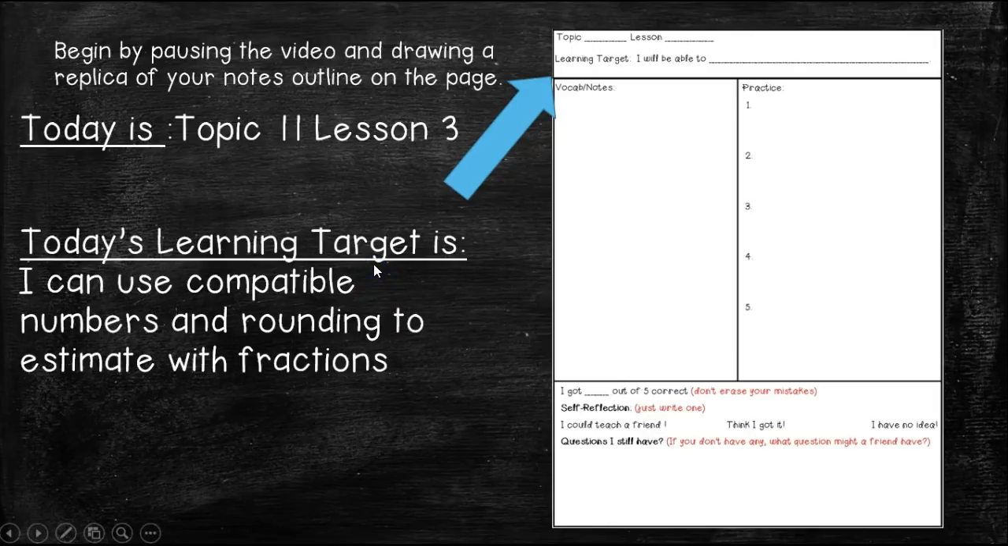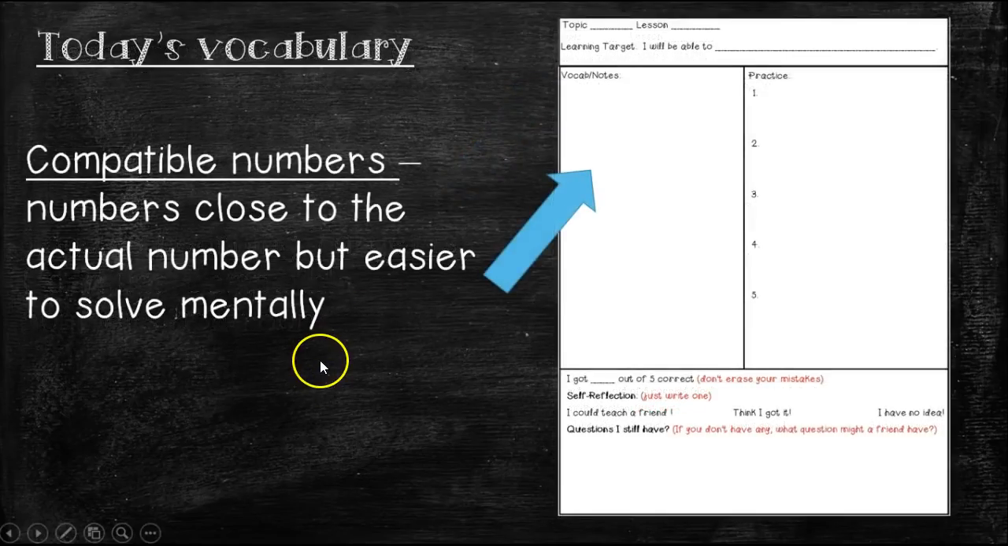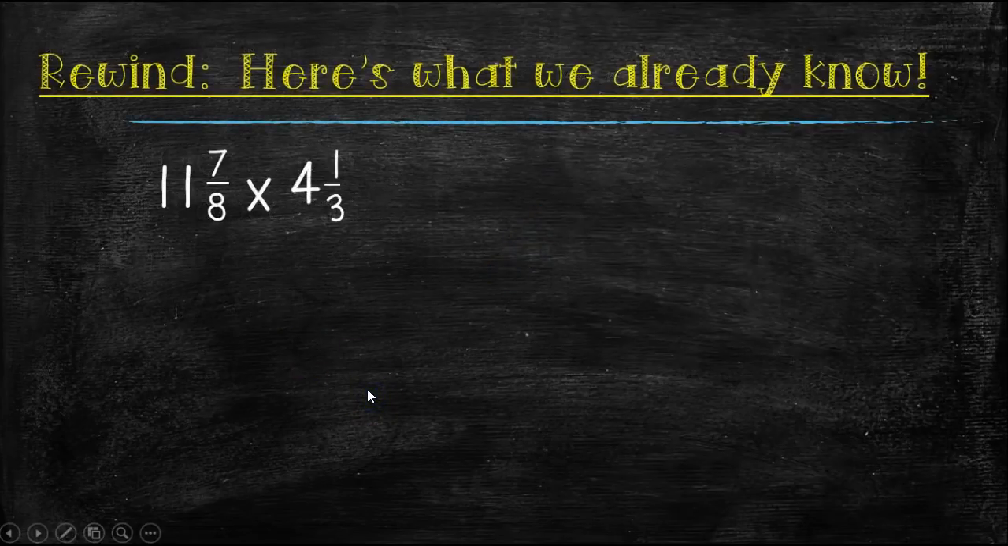And today's learning target is, I can use compatible numbers and rounding to estimate with fractions. Yay! I know you love to estimate. Here's today's vocabulary word, compatible numbers. This is just one of the ways we can estimate. Compatible numbers are numbers close to the actual number, but easier to solve mentally.